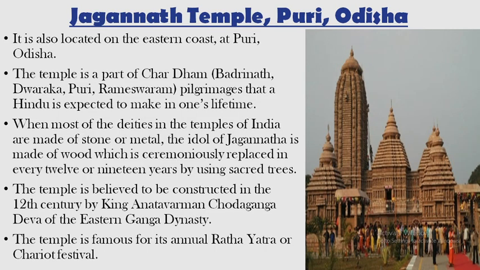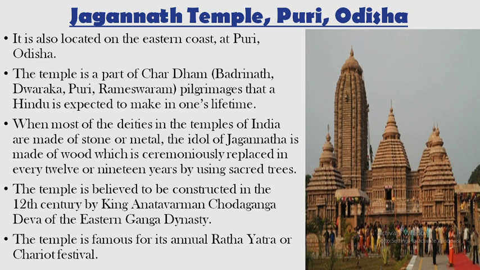The next important temple of Kalinga architecture is the Jagannath Temple, Puri, Odisha. It is also located on the eastern coast at Puri, Odisha. The temple is a part of Char Dham, that is Badrinath, Dwarka, Puri and Rameshwaram, the pilgrimages that a Hindu is expected to make in one's lifetime.